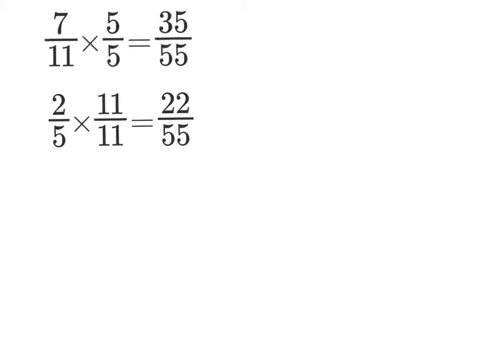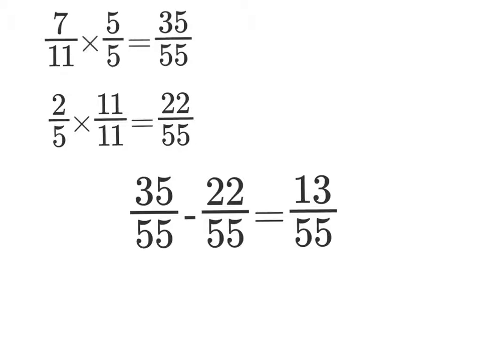Finally, we can take our two fractions, 35 over 55, and subtract 22 over 55 from that and be left with 13 over 55. So now we have our final answer of 13 over 55. So this is how we subtract fractions.